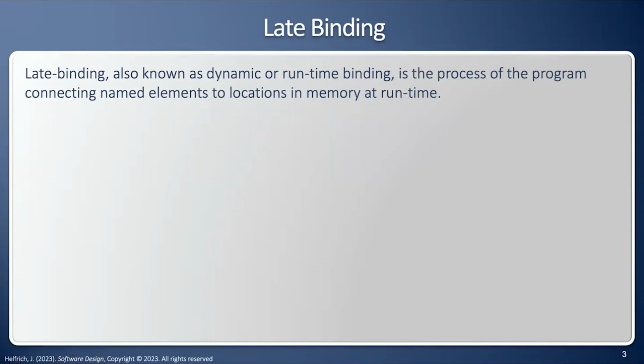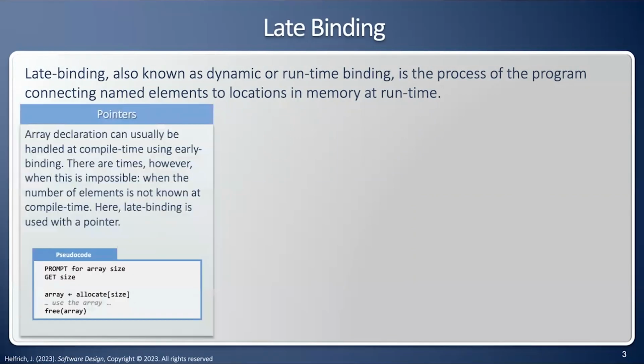The second type of binding is called late binding, otherwise known as dynamic or runtime binding. Here, the program makes use of information the compiler does not have access to, usually runtime variables. And there are three flavors of this as well. First of all is pointers.